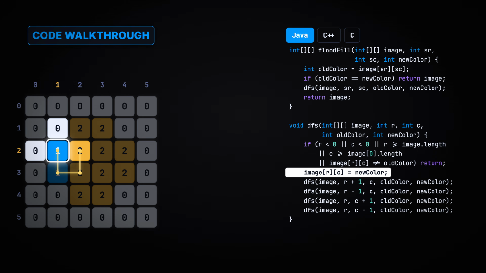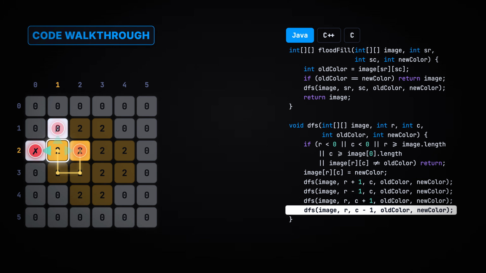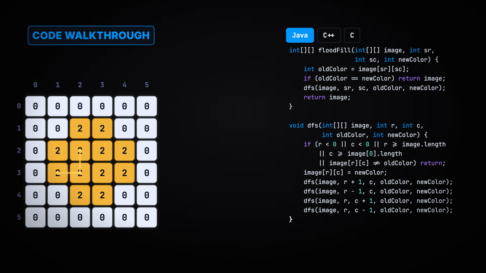3-1, paint it, then up into 2-1, paint that too. And 2-1 has no fresh neighbors. That is the last cell. Now every call returns in turn, backing out all the way to the start. 12 cells, all painted. The whole region is one color.